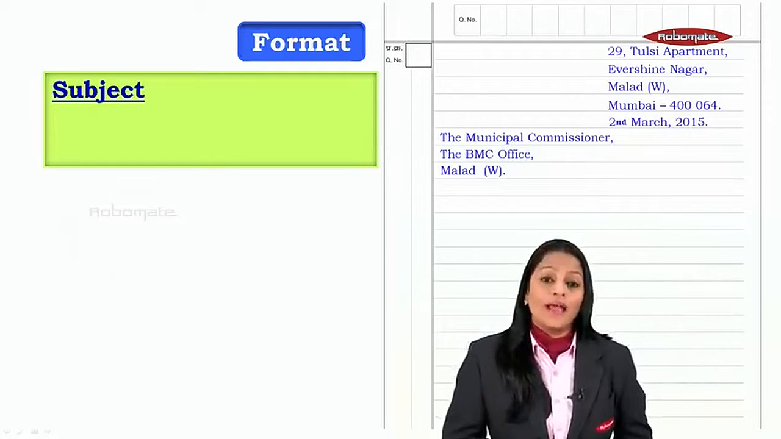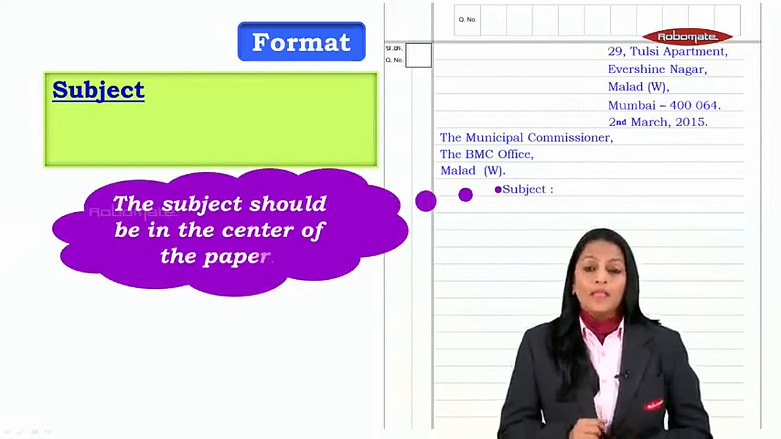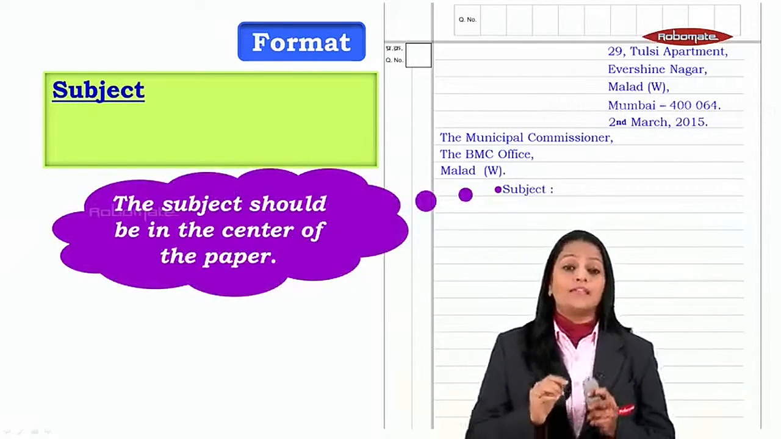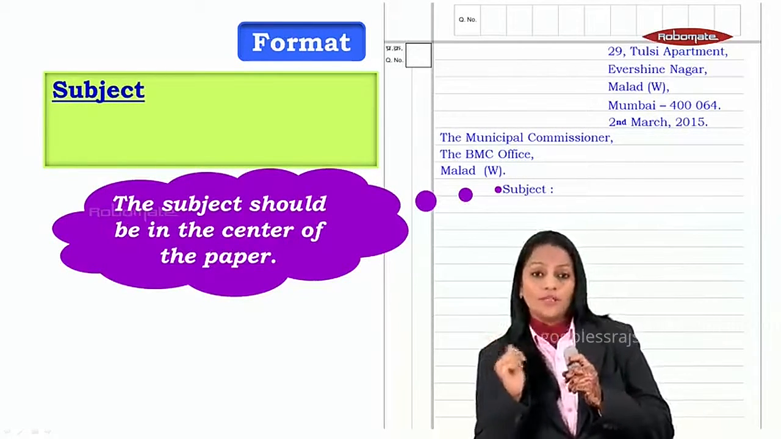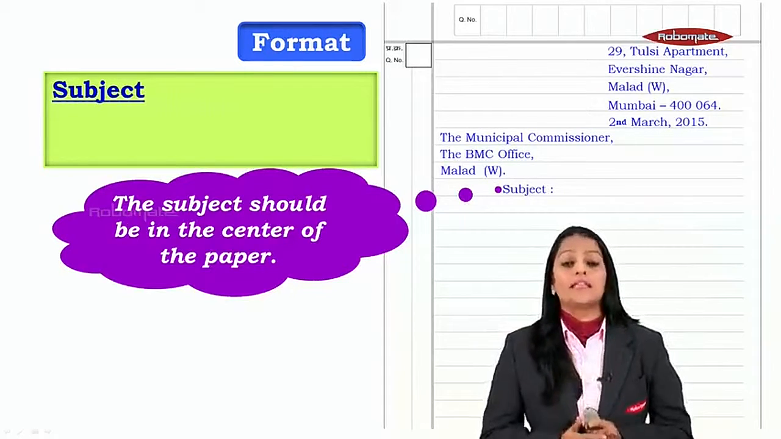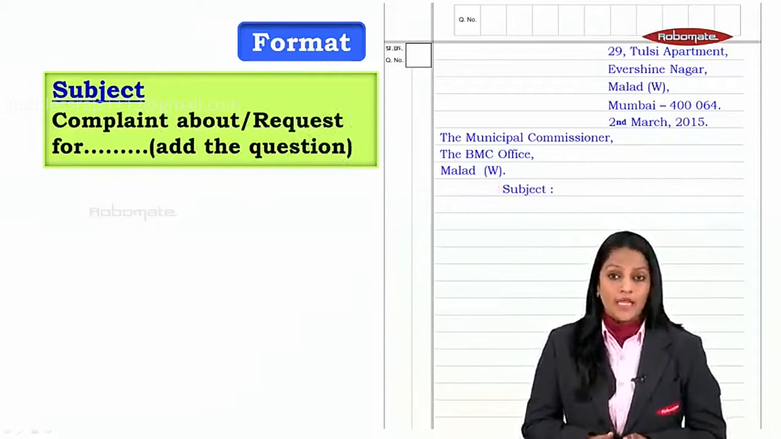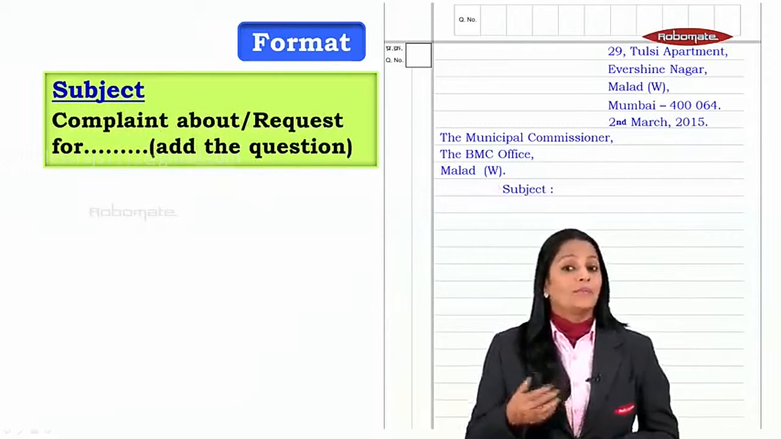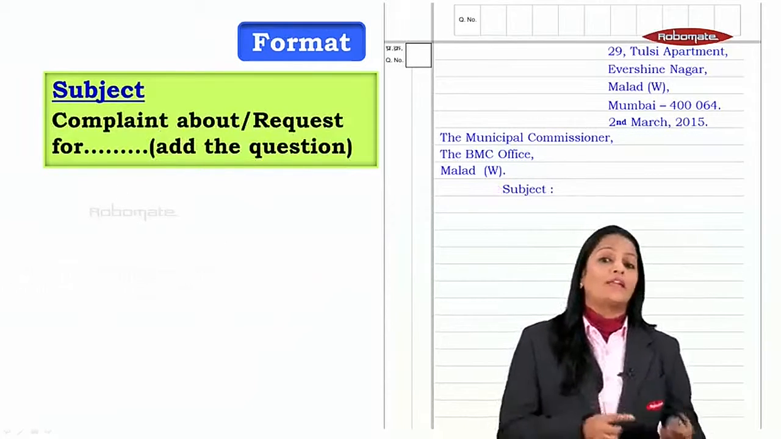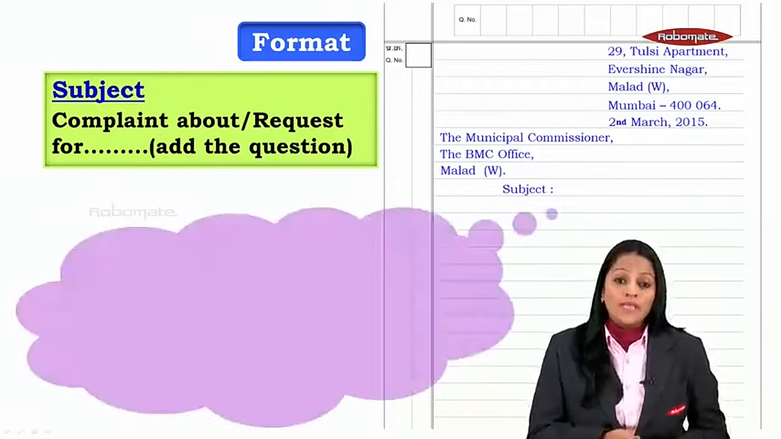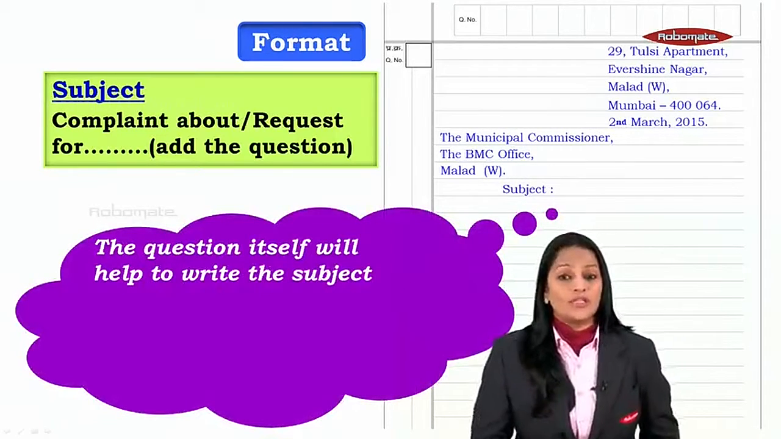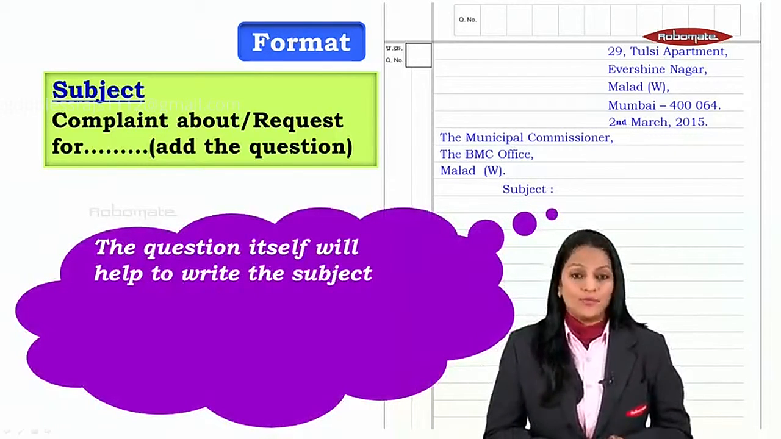Now, how do we write the subject? Let's see. The subject should be in the center of the paper. So you can see there, the subject has not started from the left hand side. It is in the center of the paper. Next, you will write either complaint about, or you will write request for, and then you will add the question. That means it is the question that will help you to write the subject.